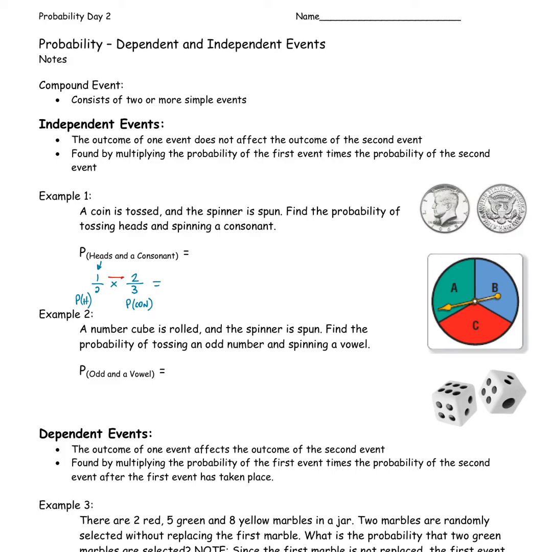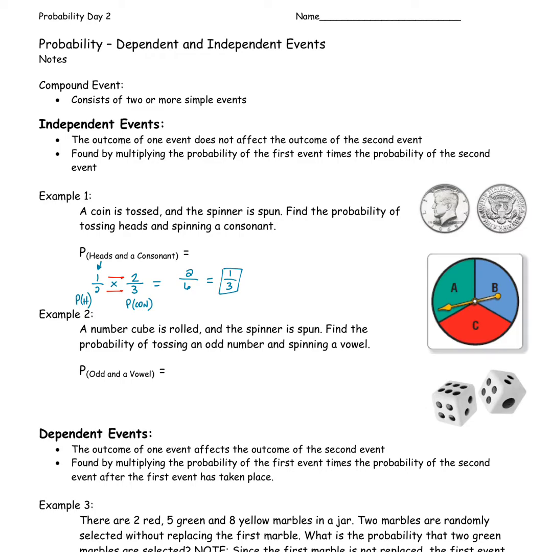With fractions, we multiply straight across, or you could cross cancel if possible. We're just going to multiply straight across for this one, though. 1 times 2 is 2. 2 times 3 is 6. And that reduces to 1/3.